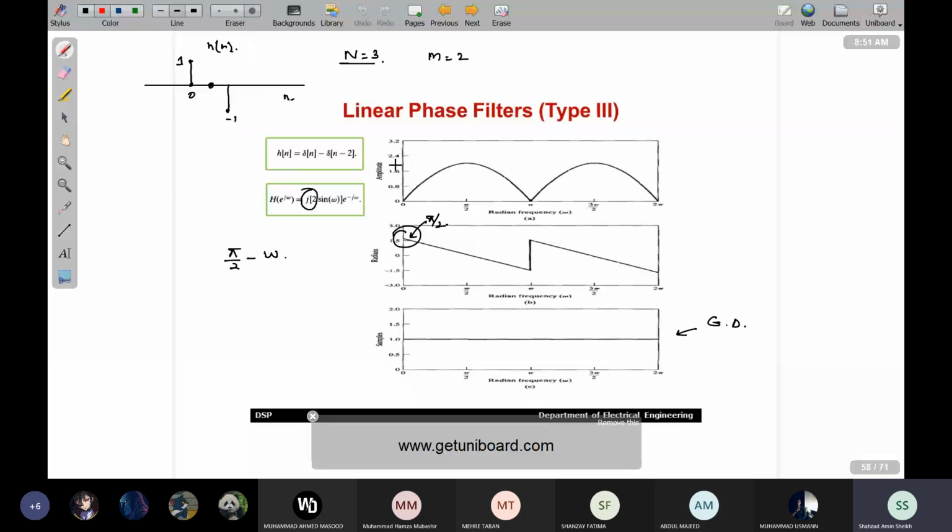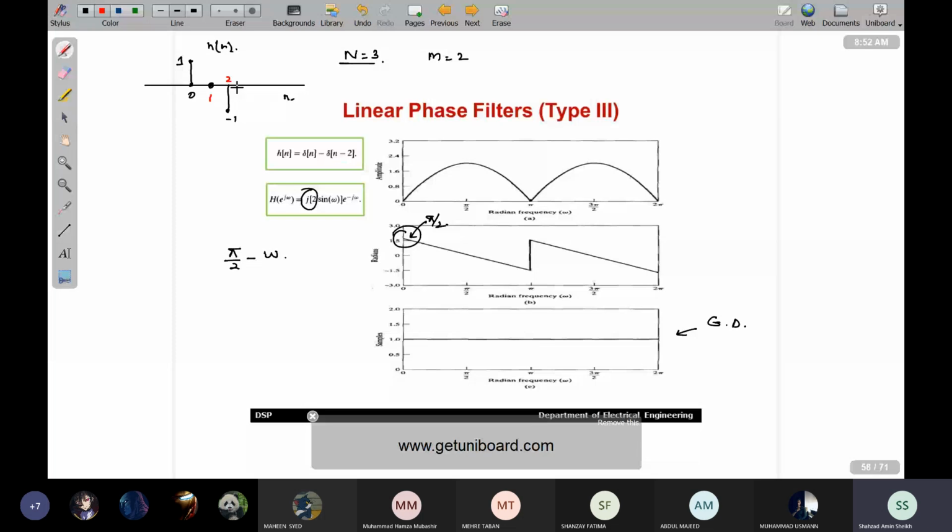And now it's a type 3 filter. Why type 3? Because we have h of n equal to delta of n. We are getting a sample value equal to 1 at n equal to 0. And then minus delta of n minus 2. There is nothing at n equal to 1. And at n equal to 2, we are getting a minus value, minus 1. So this is showing us odd symmetry.